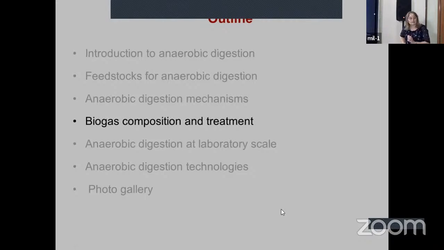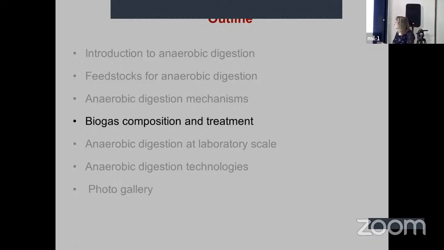Okay, that's quite crystal clear, the answer, Mr. Mulyadi. If you have any follow-up questions, please continue writing your questions. So we can continue, Dr. So, please continue. Let's jump to the biogas composition.